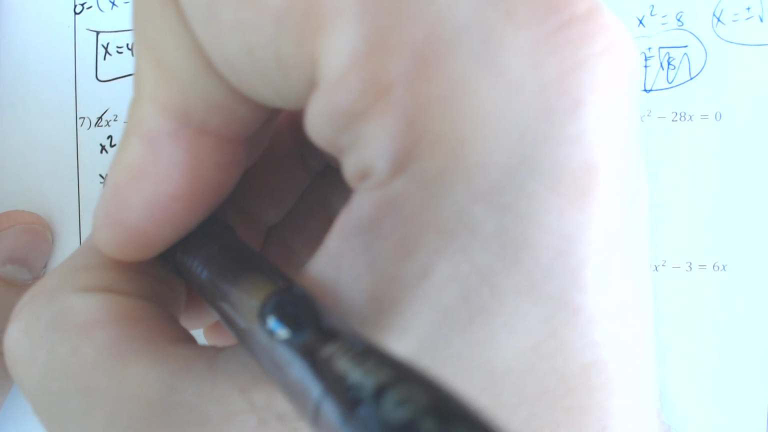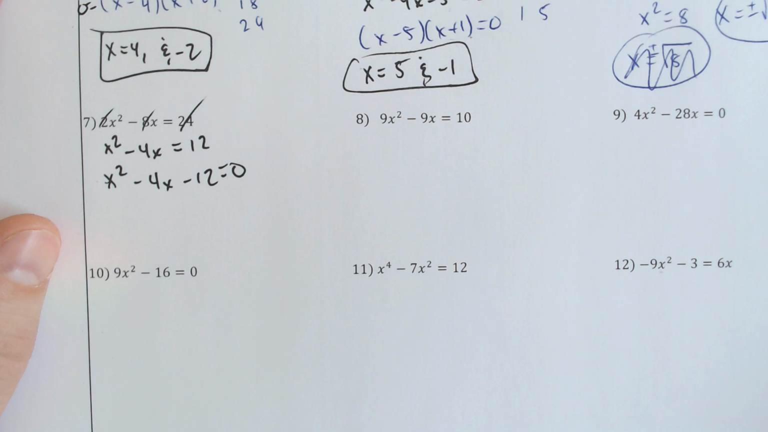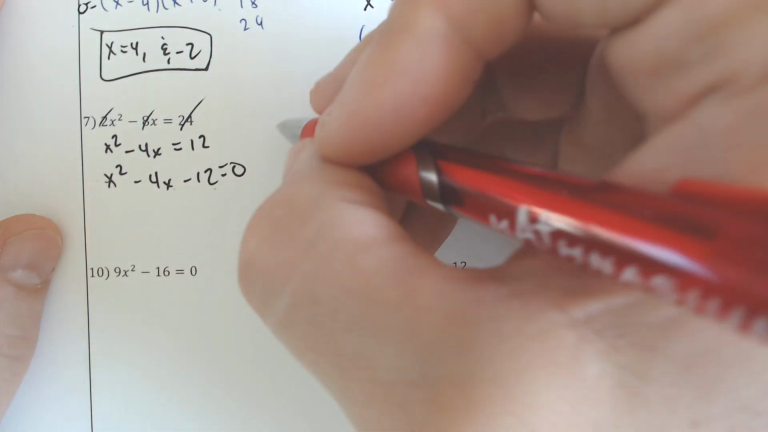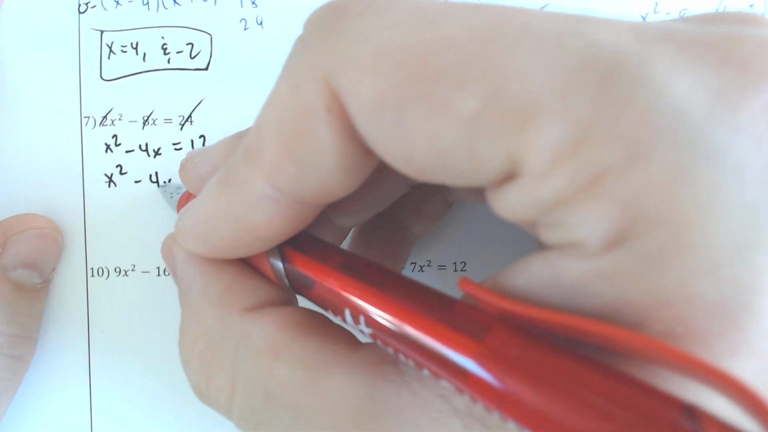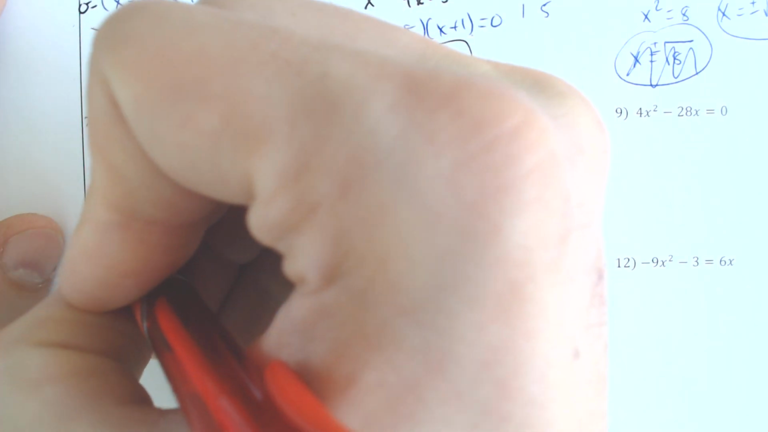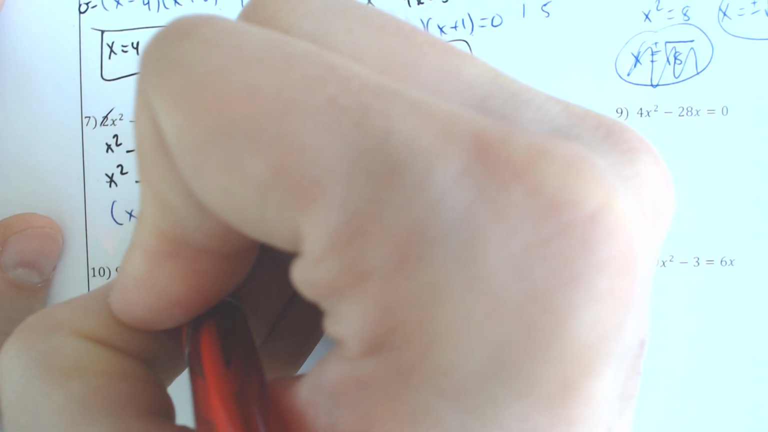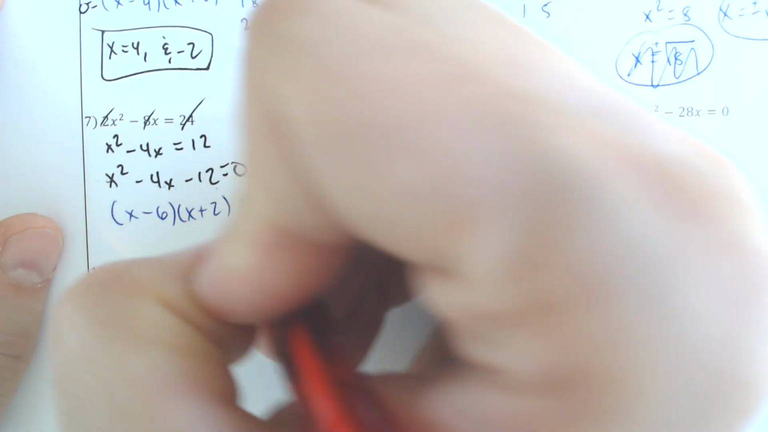Now we have to set it equal to 0. We're going to subtract the 12 over, equal to 0. What multiplies to 12 but adds to 4? So the things that multiply to 12 are 1 and 12, 2 and 6. 2 and 6 is the winner. That's the one that we'll add to negative 4. We're going to have an x minus 6 and an x plus 2 equals 0.